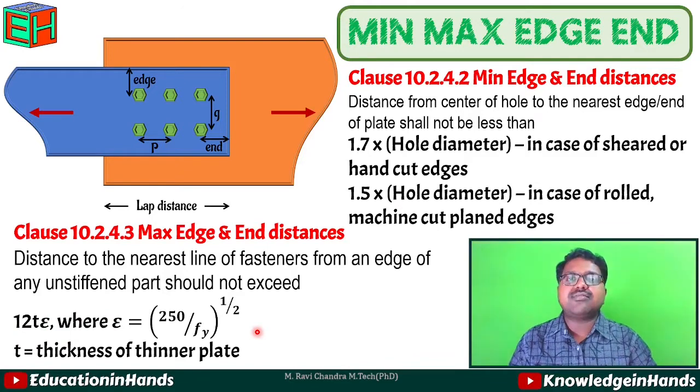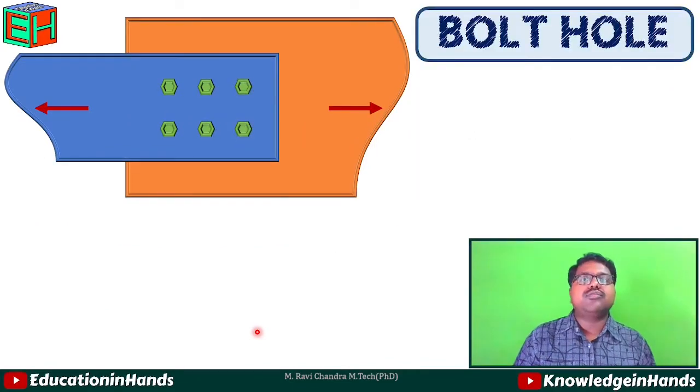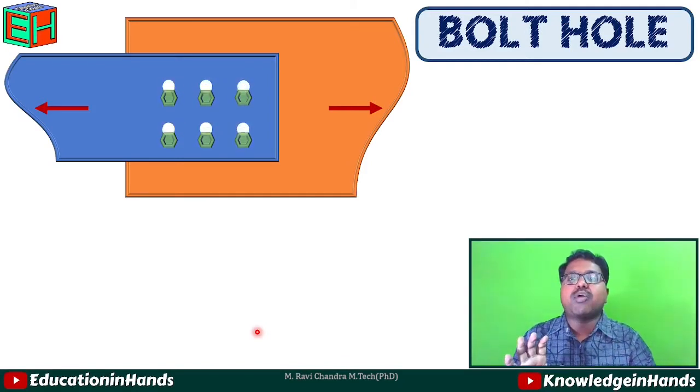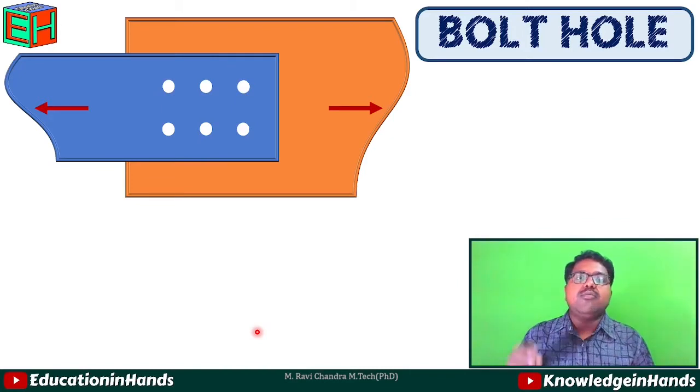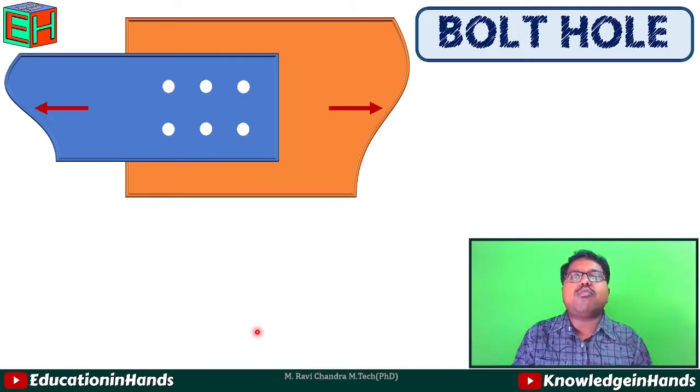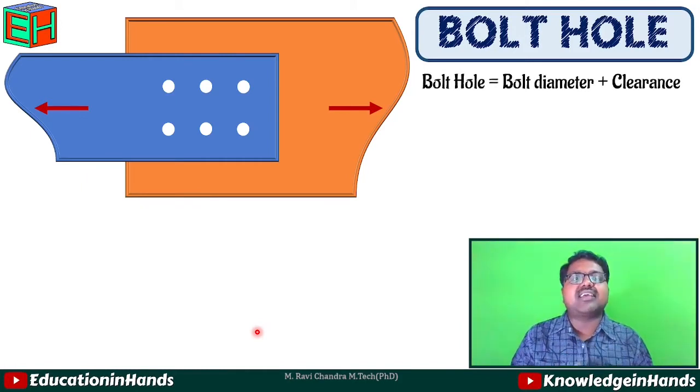Then the last one is bolt hole. Whenever we are connecting two plates with a bolt or rivet, first we need to provide holes. Then we place the bolt in that hole and fix it. So what is the size of this bolt hole and how do we provide it as per the Indian Standard Code? Bolt hole size is equal to bolt diameter plus clearance.